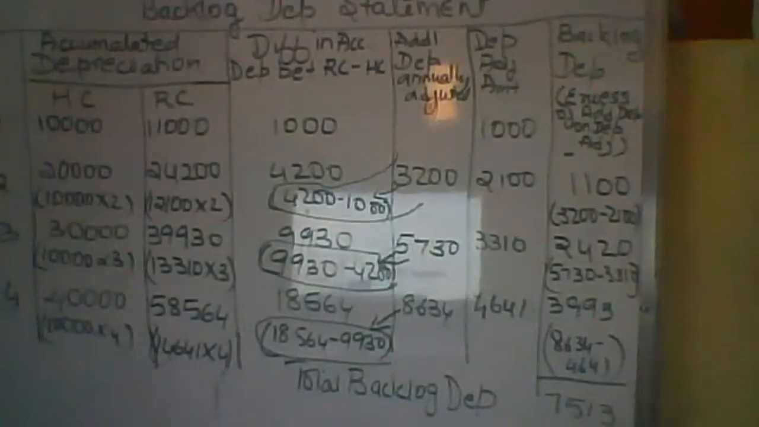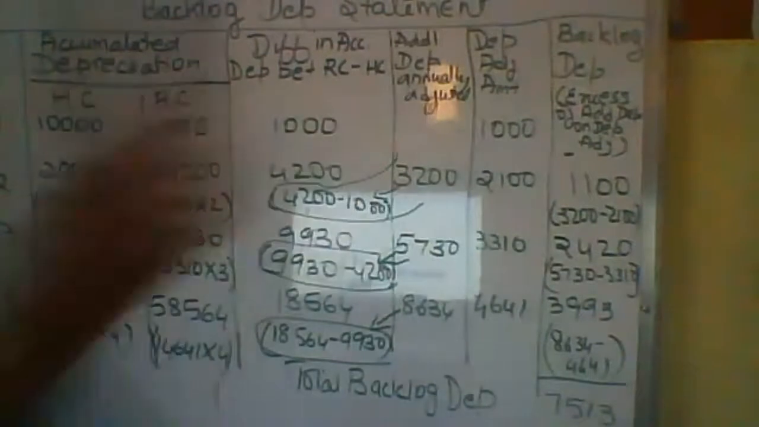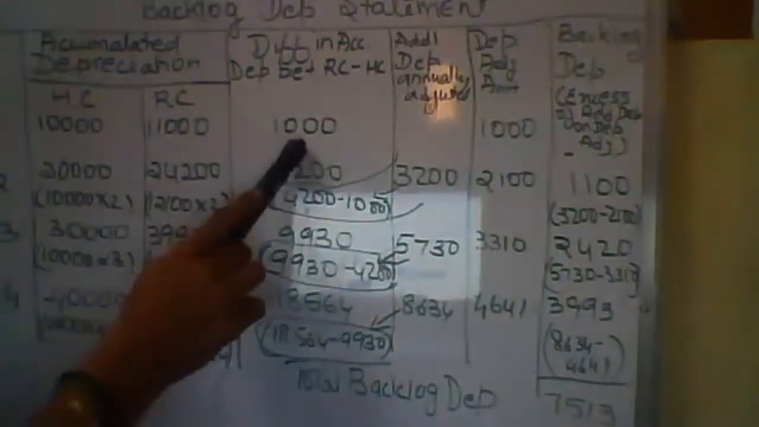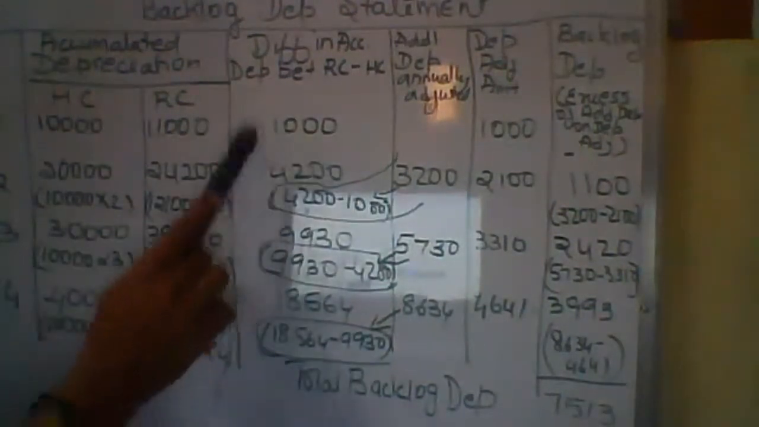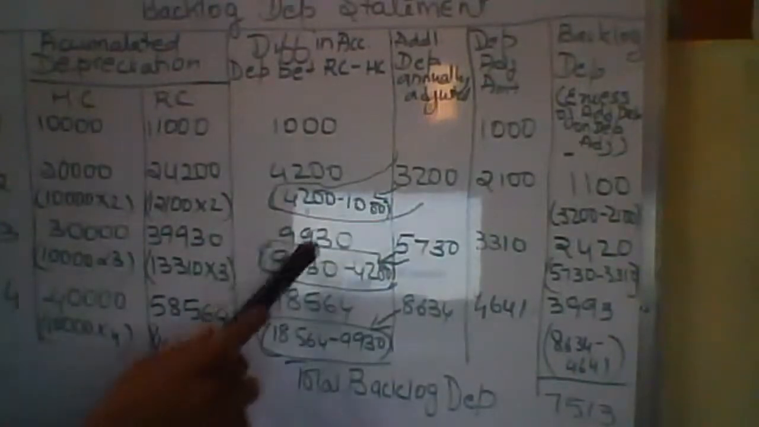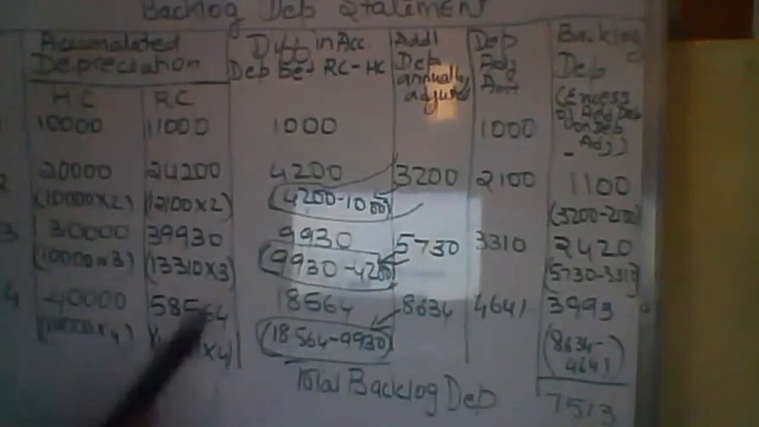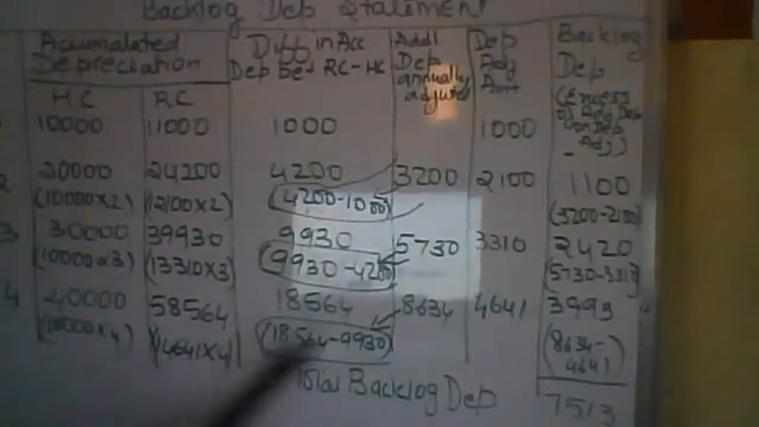Now what am I doing? I'm finding out how much is the additional depreciation annually to be adjusted. Already 1,000 adjusted. 4,200 minus 1,000, 3,200 is yet to be adjusted. 9,930 minus 4,200, 5,730 yet to be adjusted. 18,564 minus 9,930, 8,634 yet to be adjusted.